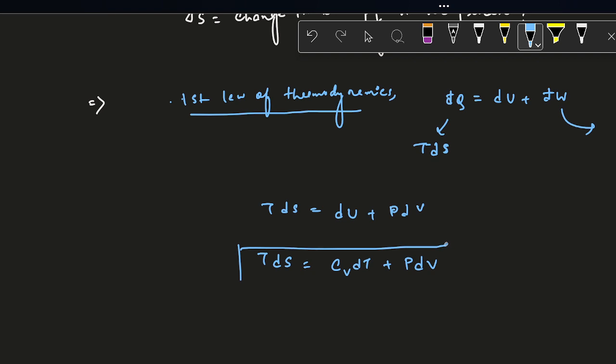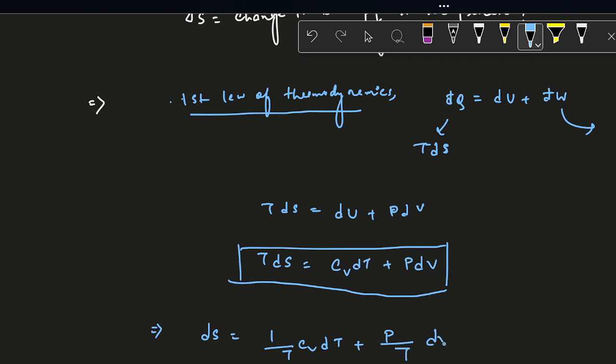So this is the ground formula that we have to start with. Because we ultimately have to get the change in entropy, we will have to know dS. So dS equal to 1 by T Cv dT plus P by T dV.